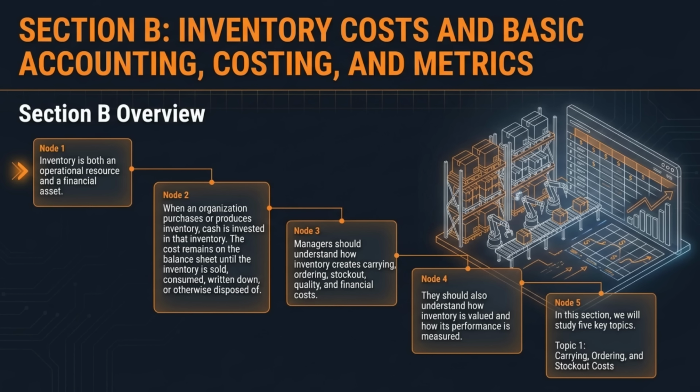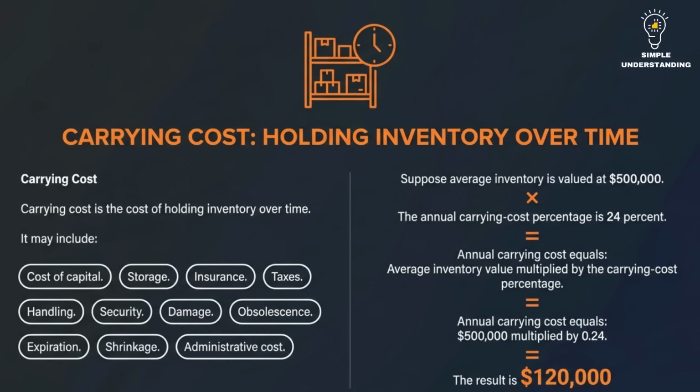In this section, we will study 5 key topics. Topic 1. Carrying, ordering, and stockout costs. Inventory decisions involve several cost categories. Carrying cost. Carrying cost is the cost of holding inventory over time. It may include cost of capital, storage, insurance, taxes, handling, security, damage, obsolescence, expiration, shrinkage, administrative cost. Suppose average inventory is valued at $500,000.